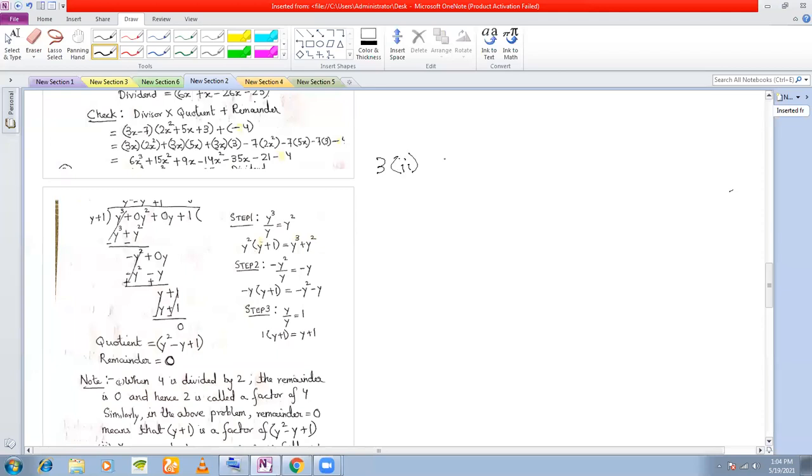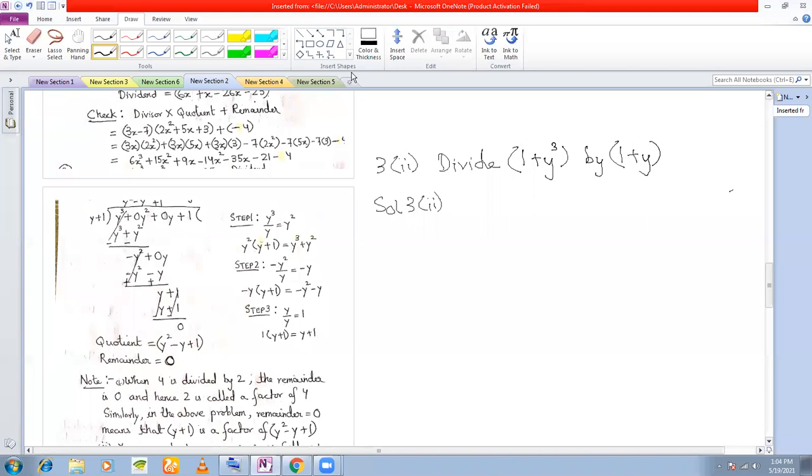Question is divide one plus y cube by 1 plus y. So this is again division of a polynomial by a polynomial. In fact, it is a binomial by a binomial. So divide this by this. Can we divide? Tell me why.